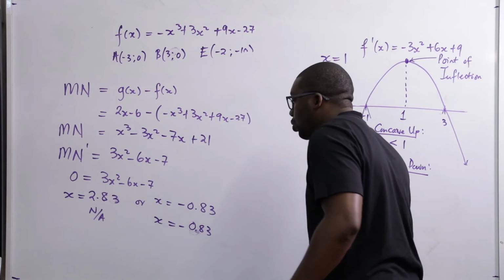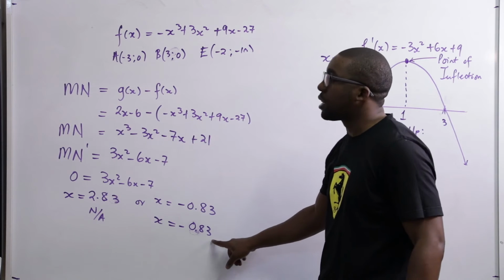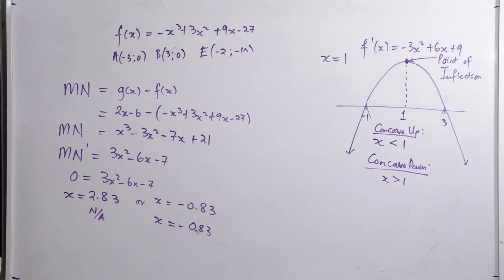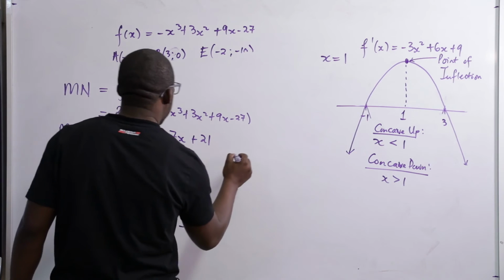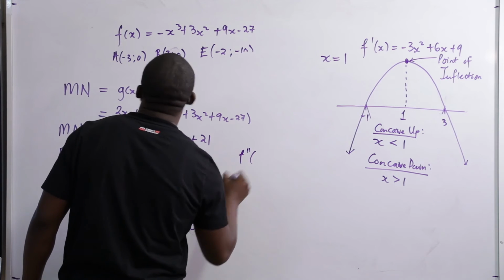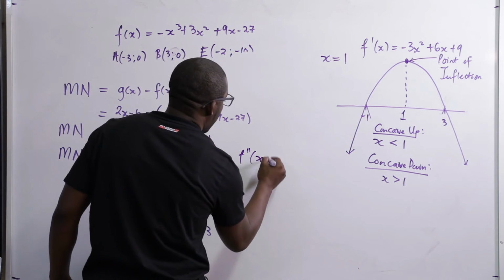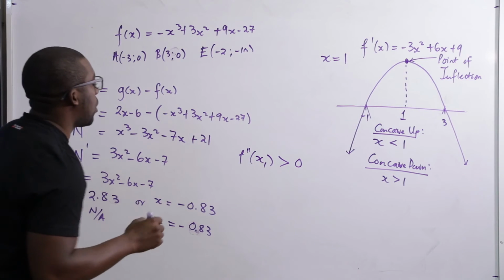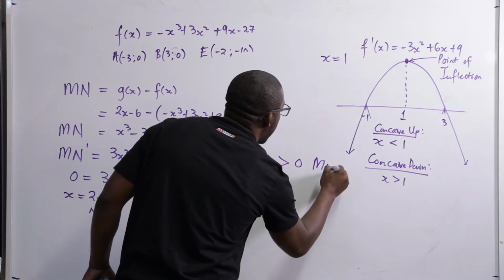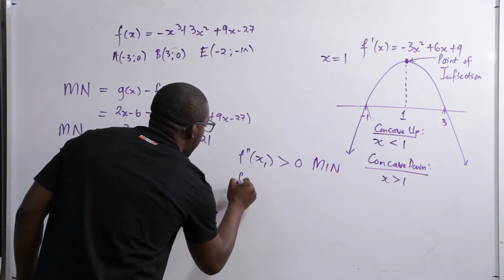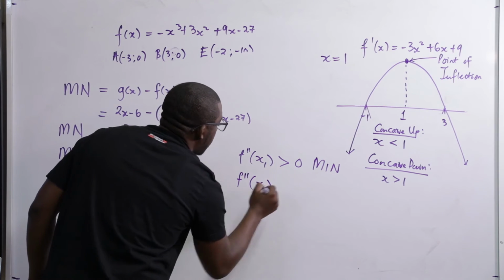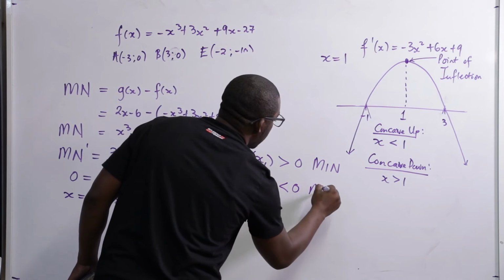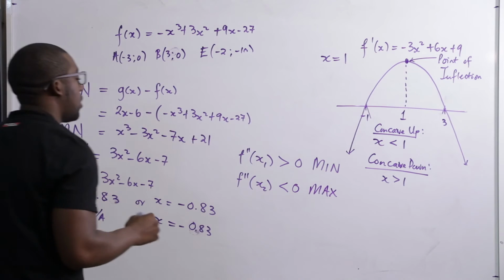And how do we know that it is negative 0.83 without looking at the function? We do the second derivative test. The second derivative test means you differentiate twice. If you differentiate twice for a certain x and you get a value greater than 0, that means you're looking at a minimum. If you differentiate twice and you substitute a second x and you get a negative value, you are looking at a maximum.